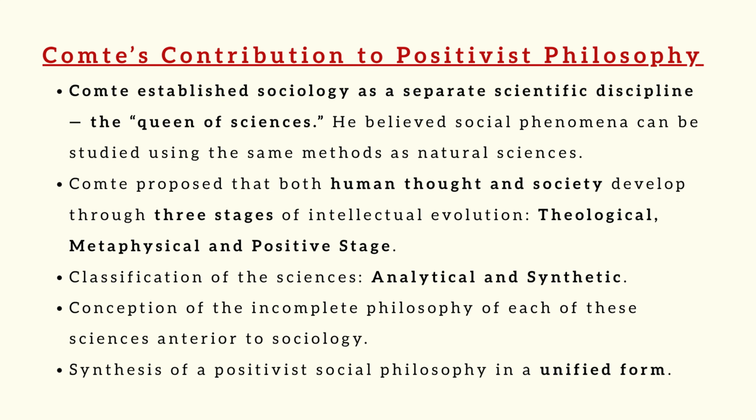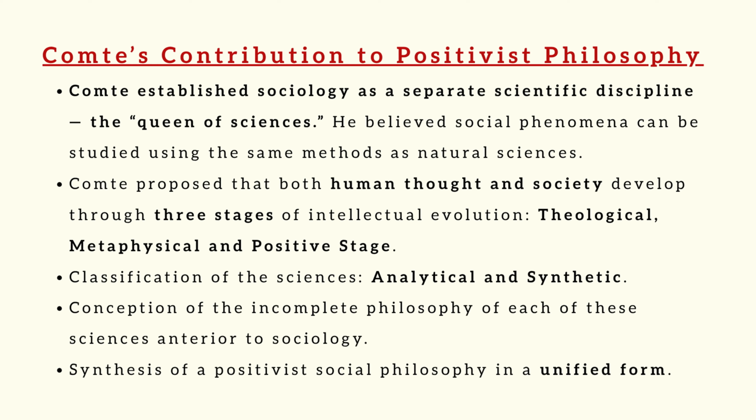Auguste Comte made some of the most significant contributions to sociology and positivist philosophy, shaping the very foundation of modern social science. He didn't just coin the term sociology, he actually established it as an independent scientific discipline, separate from philosophy and psychology. In fact, he called sociology the queen of sciences because he believed it was the most complex and comprehensive of all sciences, capable of unifying knowledge about human life and society.